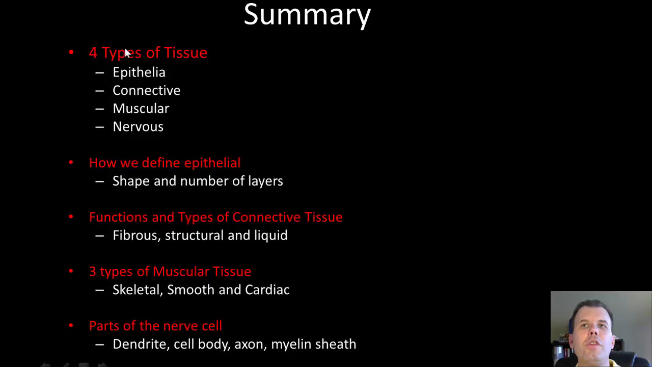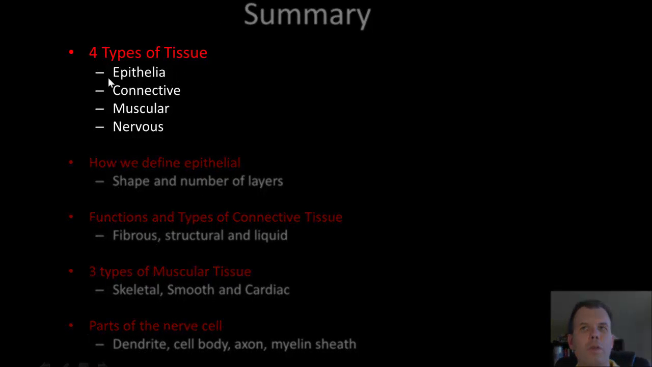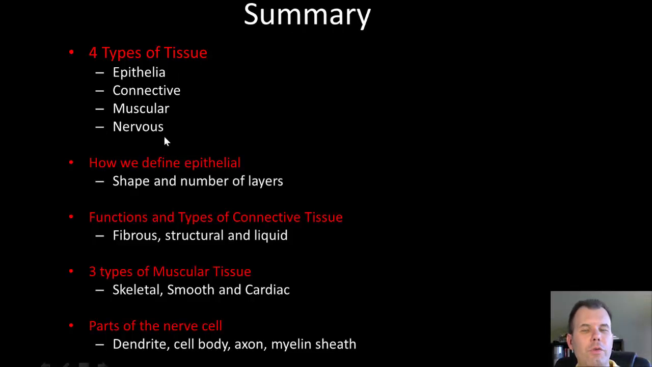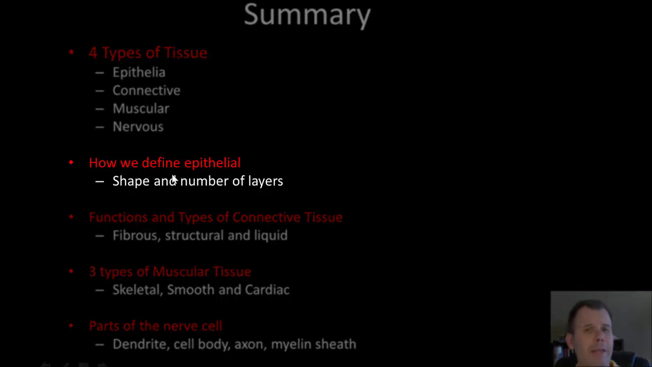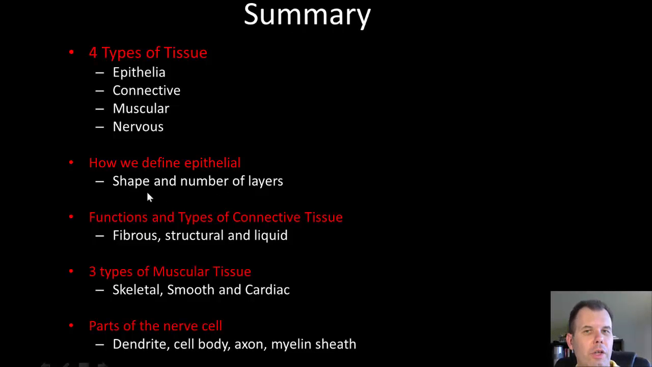Okay, so to summarize, what are the 4 types of tissue? Well, the 4 types are epithelial, connective, muscular, and the nervous. Okay, and so we have those 4 types of tissue in our bodies. How do we define the epithelial? The first type, well, we define it by the shape and number of layers. So how many layers you have and what does it look like? Is it flat? Is it cube? Or is it a column? Okay, and then how many layers you have? Is it simple, 1 layer, or is it stratified, multiple layers?